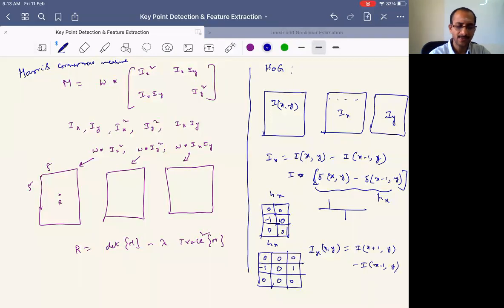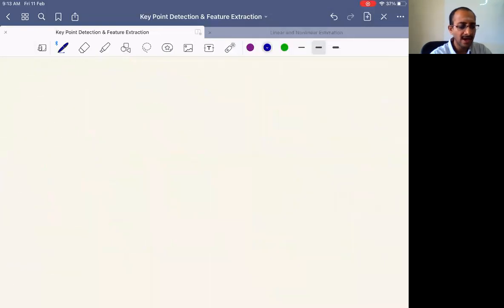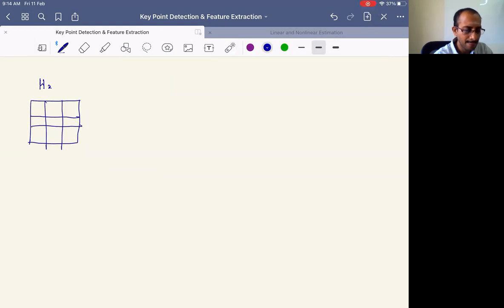So just to extend this further, in case we have hx, I am writing small h, but anyway you can assume small h or capital H. hx is the kernel now, which is again 3 cross 3. I will write minus 1 minus 1 minus 1, 0 0 0, 1 1 1. If this is the kernel, then what will be the Ix? Can some of you tell?